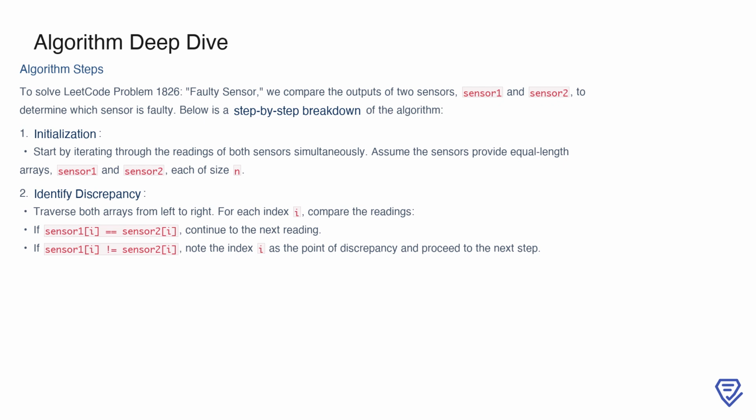Next, we identify the point of discrepancy between the two sensors. As we traverse the arrays from left to right, we compare the readings at each index I. If the readings are equal, we move on to the next index. However, if we find that sensor 1[I] is not equal to sensor 2[I], we record this index as the point of discrepancy and then proceed to determine which sensor is faulty.